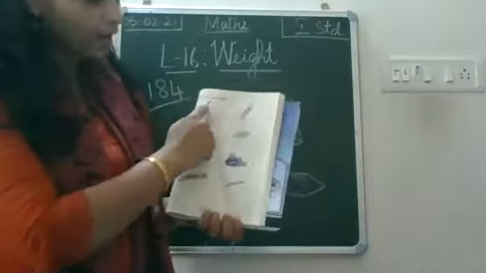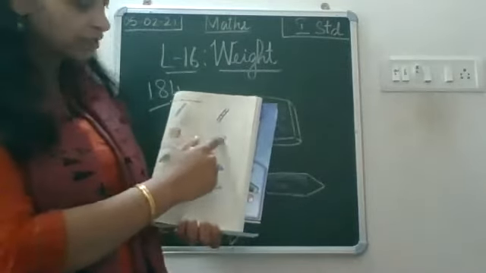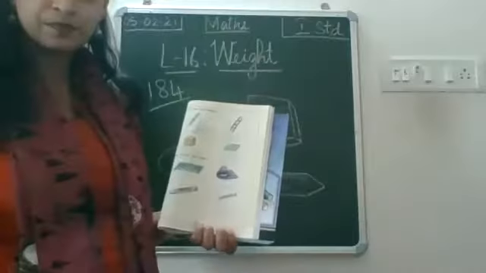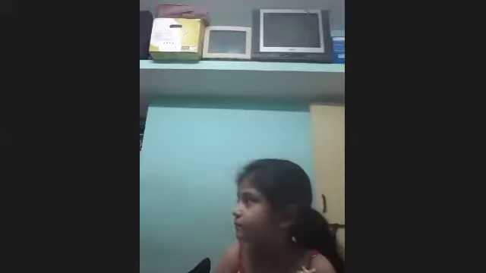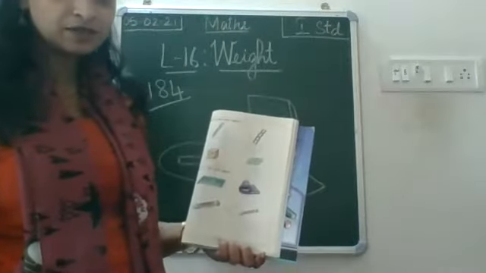Okay, turn your book to page number 185. It's a thick object. You have two sticks given here. It looks like a bamboo stick. Which stick is thicker, children? Second one. Very good. In the second picture, in the box, put a tick mark. Okay, all of you have put a tick mark in the second picture.